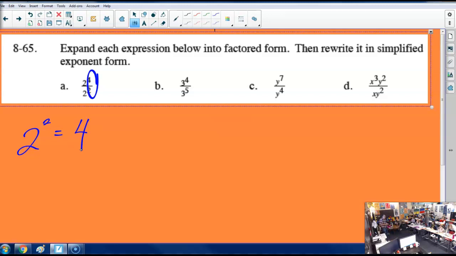Xander, what about B? Do we have a Xander back here yet? No, he's probably volunteering. Avi, what about B? 3 to the negative 1. Ooh, so either 1 over 3 to the first, or 3 to the negative 1, because remember, negative powers are the opposite of positive powers, so instead of multiplying, it's divided. That's why it's in the denominator. Simon, what about C?